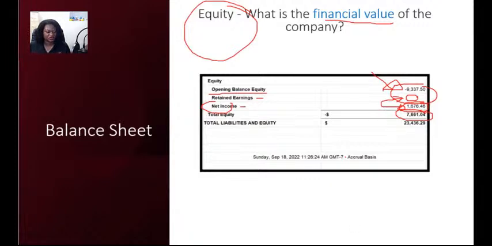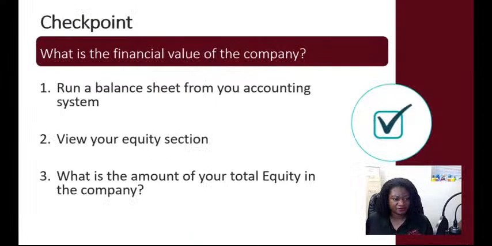We're going to jump into a checkpoint here. What I would like for you to do with this one is to run a balance sheet from your accounting system. Look at your equity section, and then tell me, what is the amount of your total equity in the company? What's your company's value? Take a look at the equity section, and make a comment here in this lesson at the checkpoint to see if you pinpointed your equity.